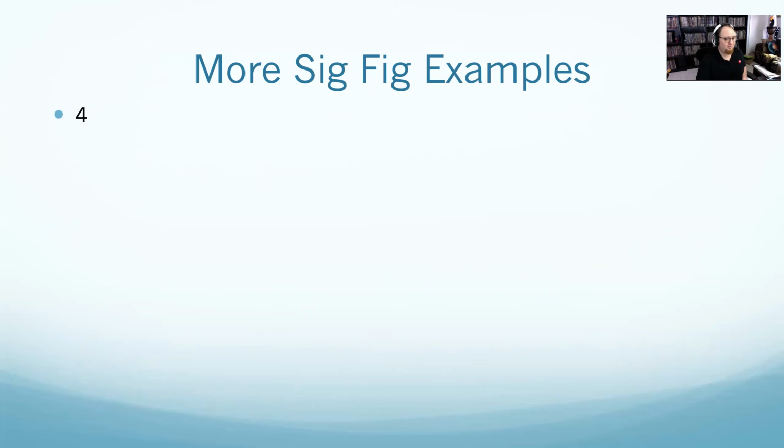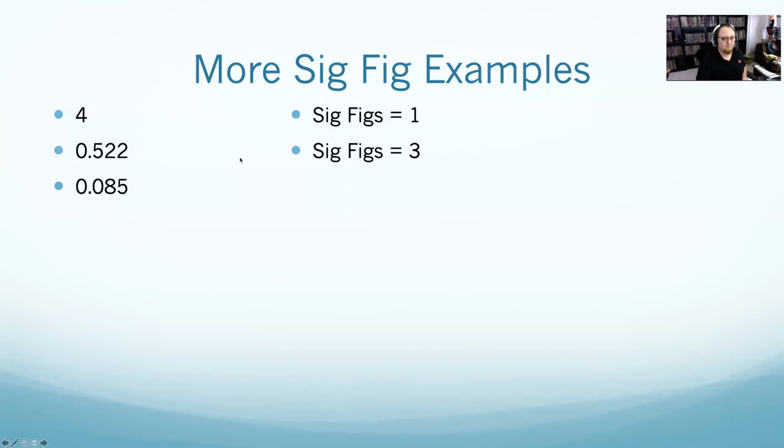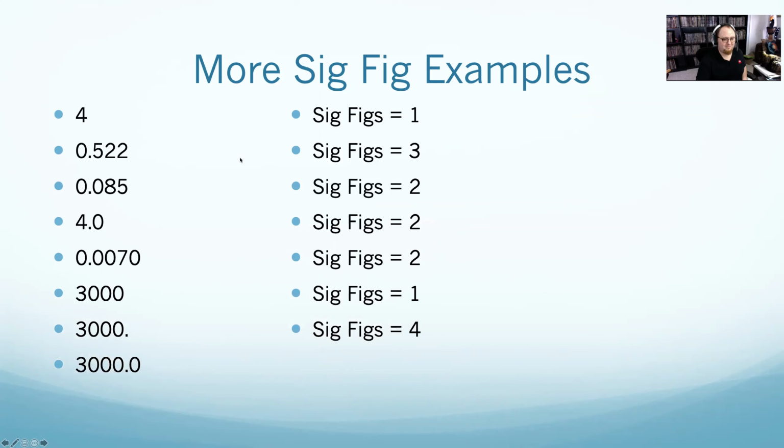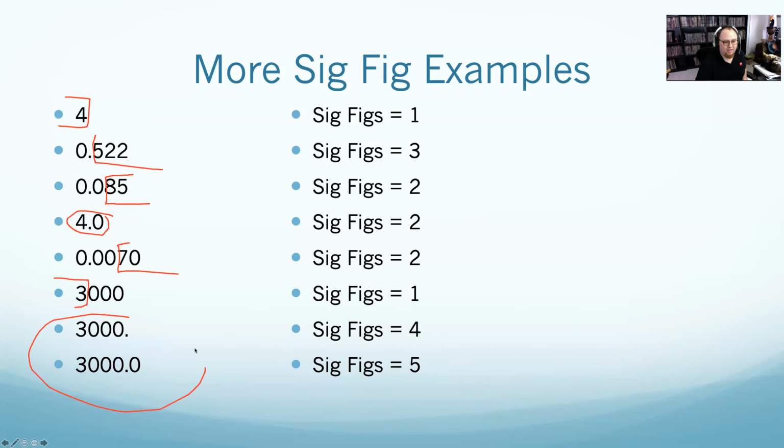1. 1. How many? 3. 2. 2. 2. 1. 4. 5. Got ahead of myself. Yeah. That's the general idea. If a number is less than 1, we count everything over, hence these being 2. If a number is greater than 1 and doesn't have a decimal, you count everything over there, 1, 1. And if it has a decimal, you count the whole thing.